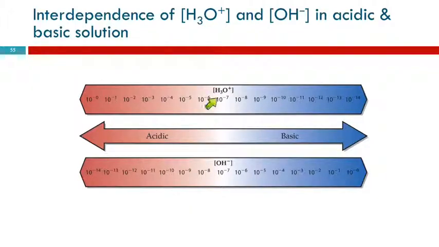This one's getting larger, while this one's getting smaller. They're proportional. It's an inverse proportion. When one goes up, the other goes down. If the hydronium ion concentration gets smaller, then the hydroxide ion concentration gets larger. But if you take their concentrations and multiply them, it's always 10 to the minus 14.